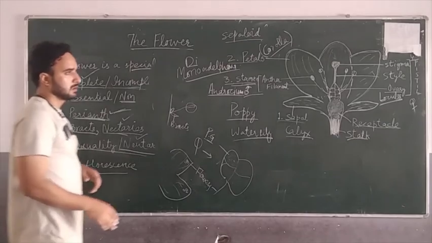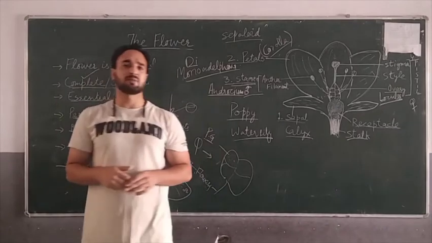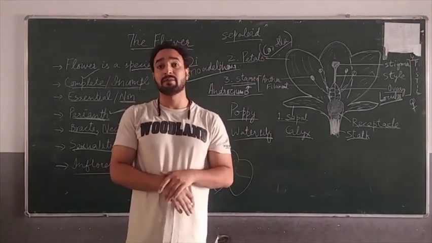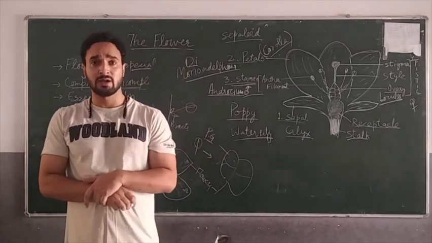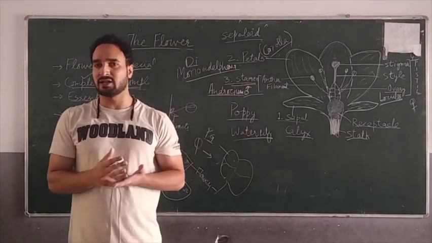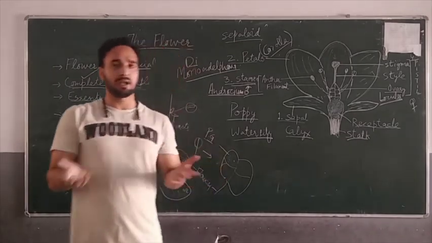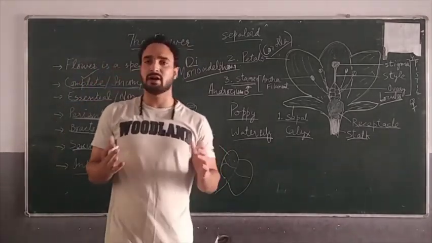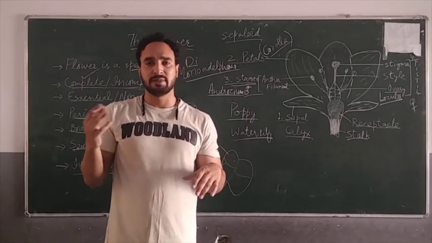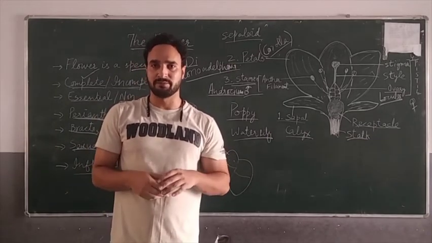Now sexuality in flowers. Like in animals we have males and females, similarly, sexuality is also present in flowers. A flower may be male, female, or bisexual, that is hermaphrodite. When both the male and female parts, the androecium and gynoecium, are present in a flower, we call that flower a hermaphrodite. When only the male part is present, we call it a staminate flower or male flower. Similarly, a pistillate or female flower is the flower in which only the pistils are present.